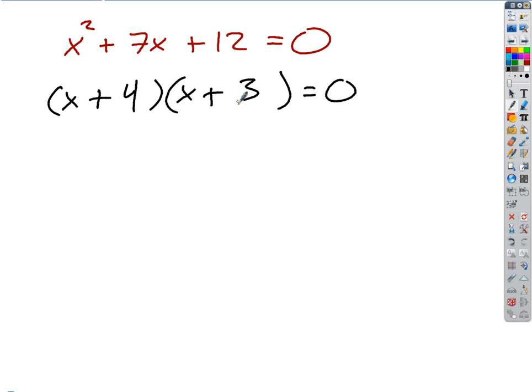Now, it doesn't matter the order in which I write those factors. I could write the quantity x plus 3 times the quantity x plus 4 also, and that would be fine. But it has to be entered, broken apart like that, factored.